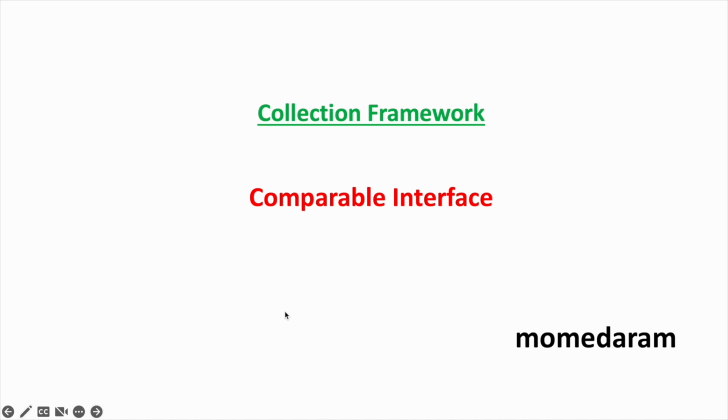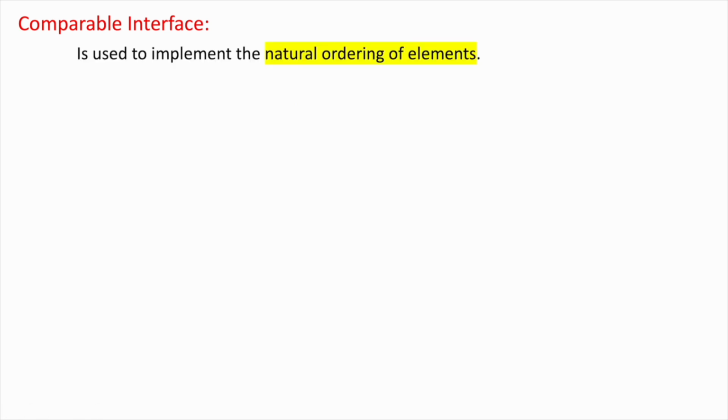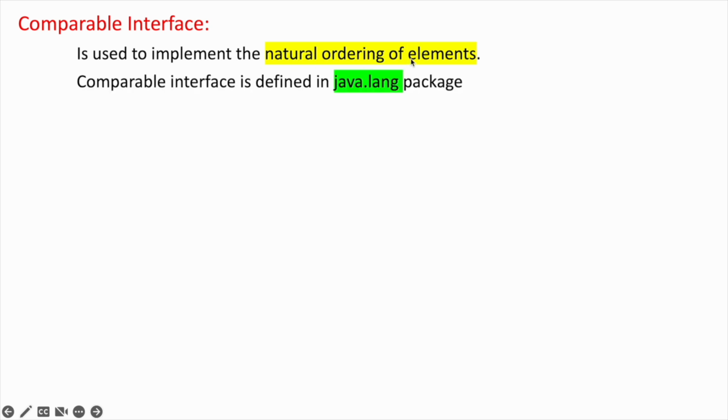In this video, we will see the Comparable interface. The Comparable interface is used to implement the natural ordering of elements. This Comparable interface is available in the java.lang package.